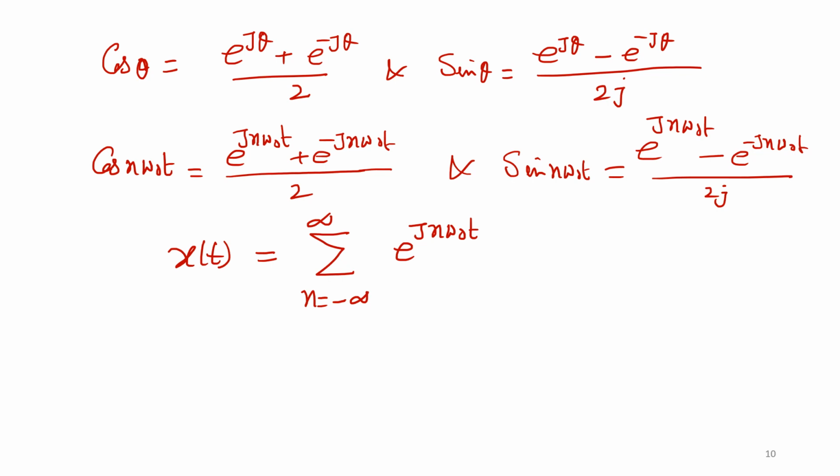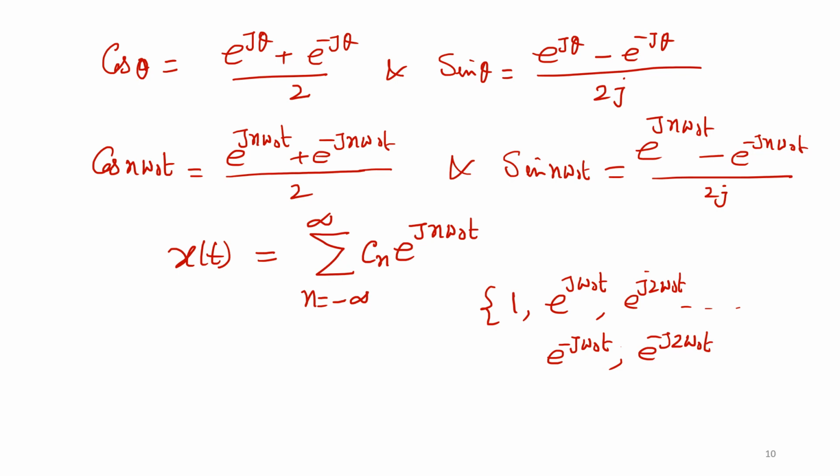Okay, and the coefficient, suppose it is Cn. Here, what is the set? If n equals 0, e to the power 0 is 1. Then for positive n it will be e to the power j omega naught t, e to the power j 2 omega naught t, like that. And for negative n, it is e to the power minus j omega naught t, minus j 2 omega naught t, like that. This set we are considering.